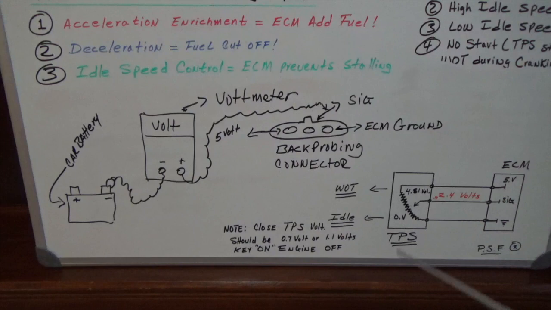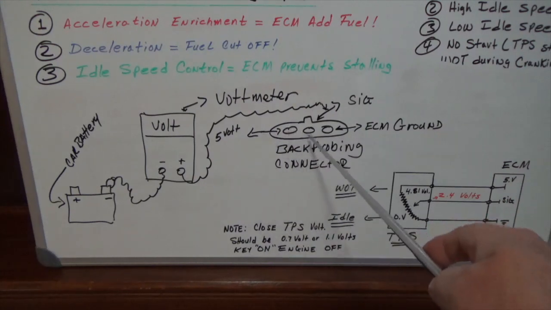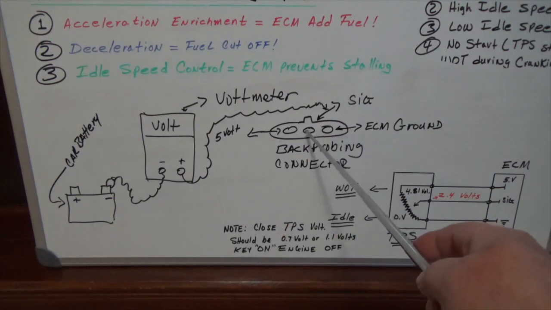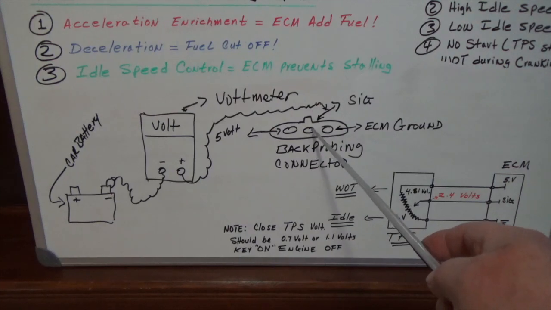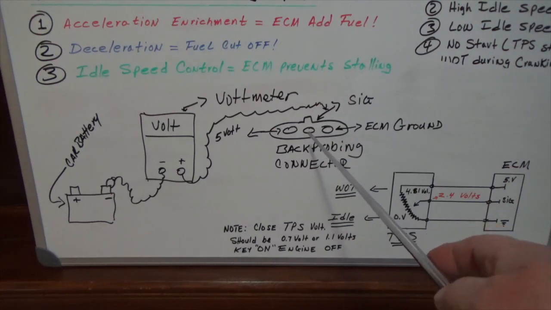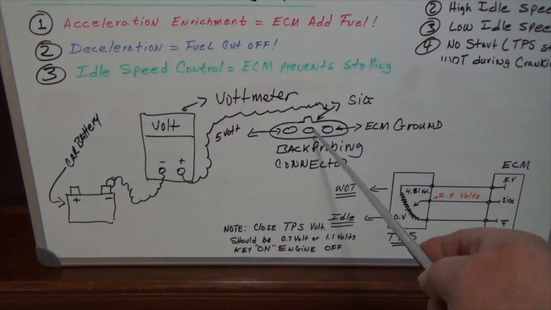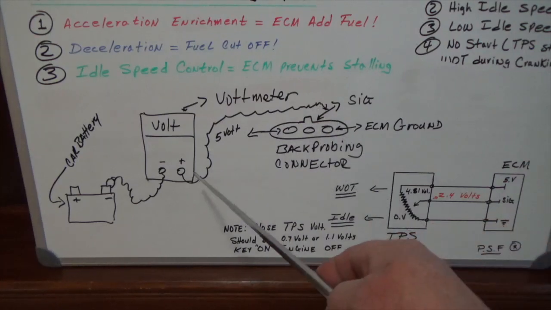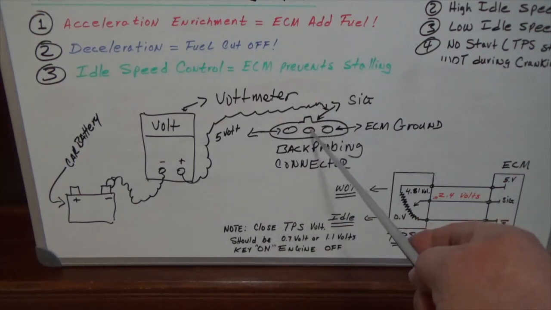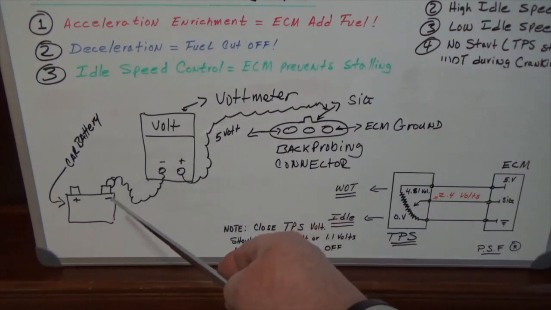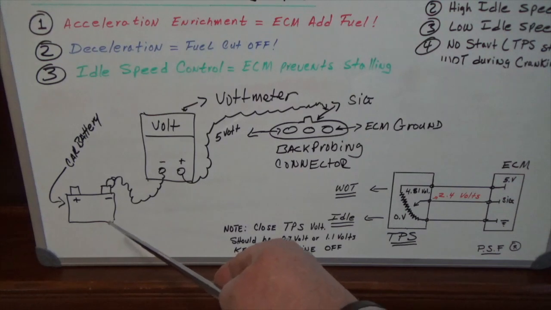Okay, how to connect the voltmeter. This is your TPS back-probing connector, 3 wires. The center wire is the signal wire. What you do there, you stick a T-pin behind the wire, key on, engine off, and the signal wire will be connected to the voltmeter positive. The negative will be connected to the battery negative.